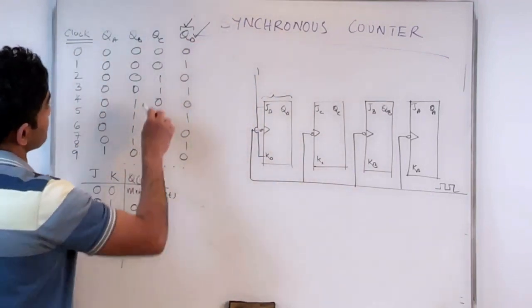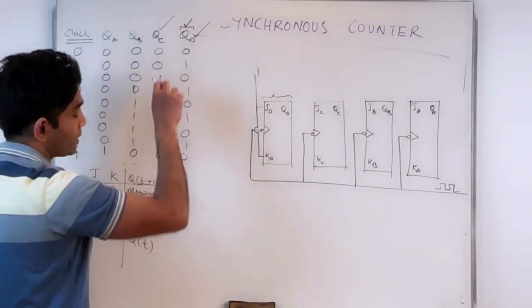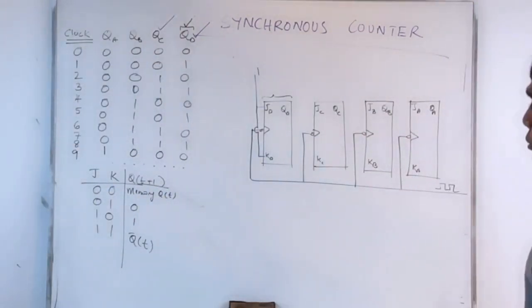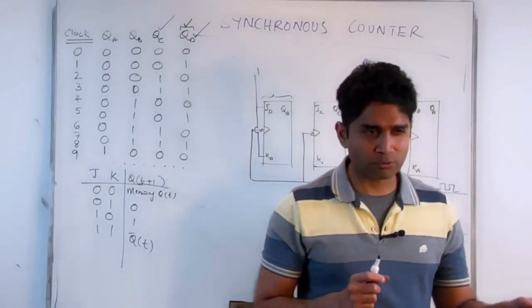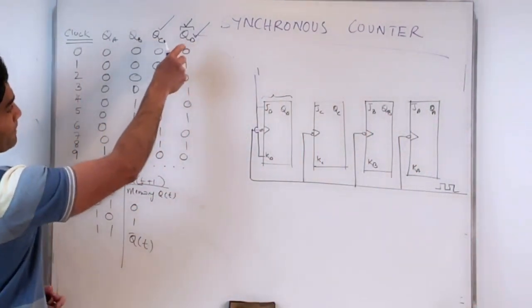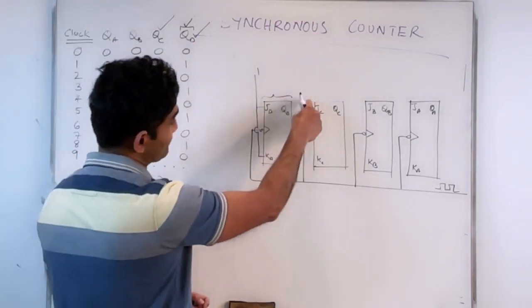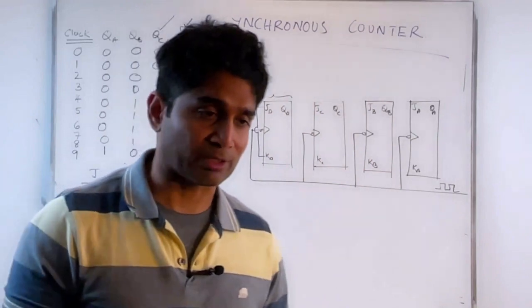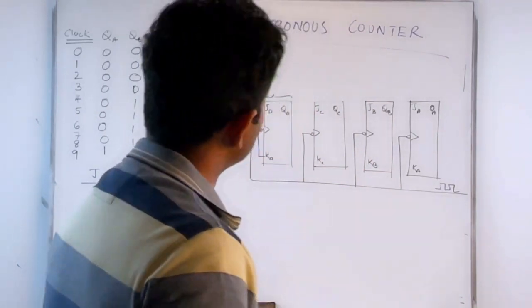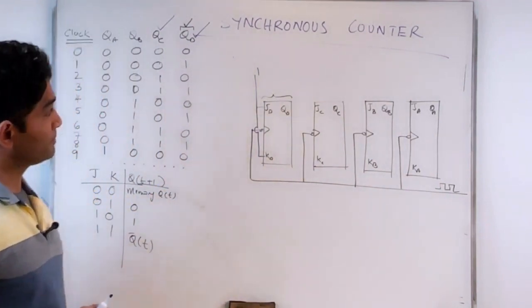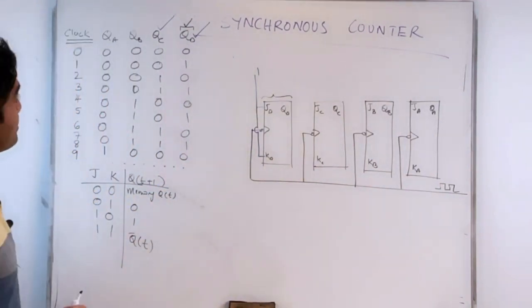What about QC? How do I get QC? It should also toggle, but in a slightly different way compared to QD. I cannot apply QD as a clock anymore because that would transform it into a ripple counter. I want to come away from the ripple counter. I want to get the synchronous counter here.